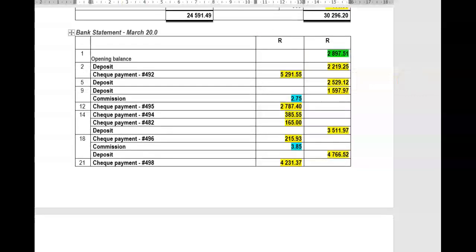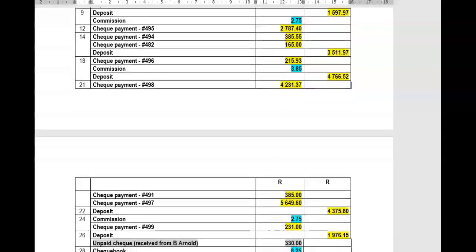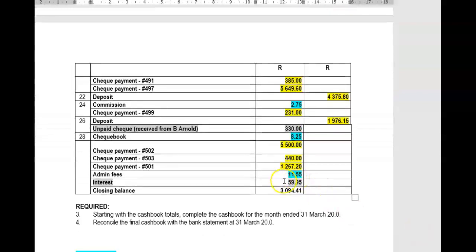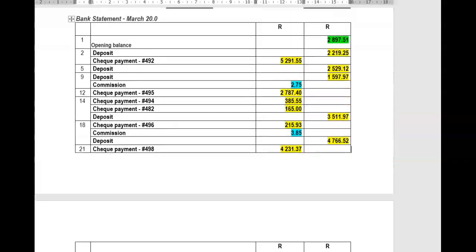Right. So you will see these little blue ones that I have here. Those are the items that have not been ticked off. That one as well as the grey ones. So on the credit side of the bank statement, it looks like all the items have been accounted for. On the debit side of the bank statement, the blue ones have not been accounted for.